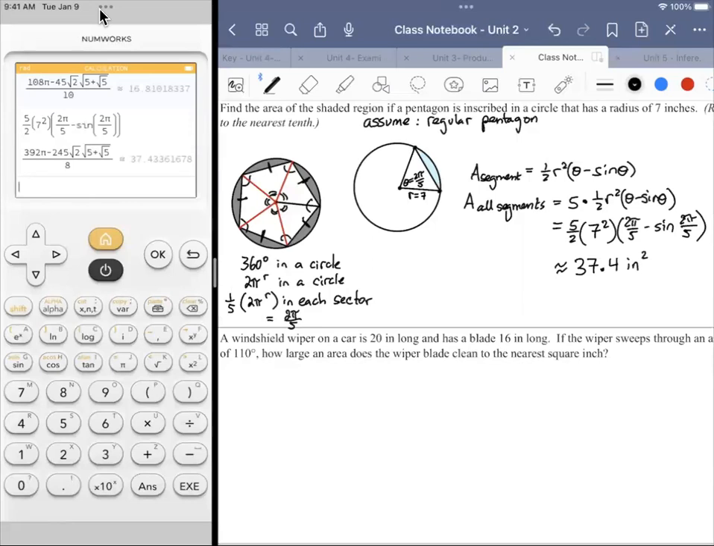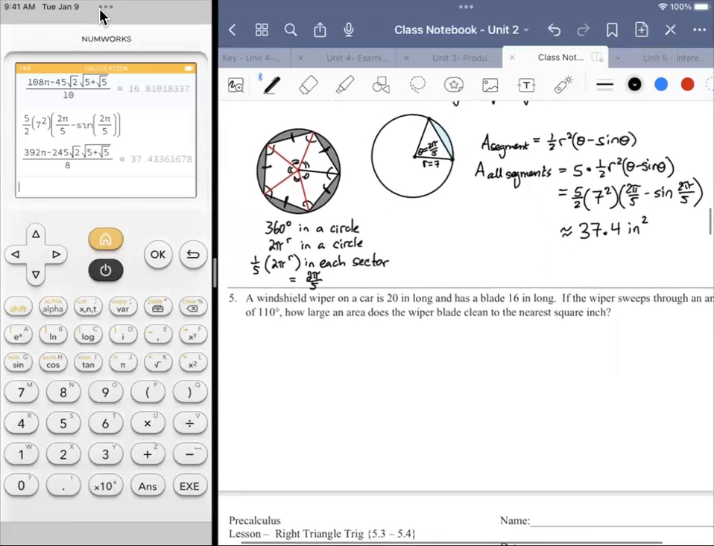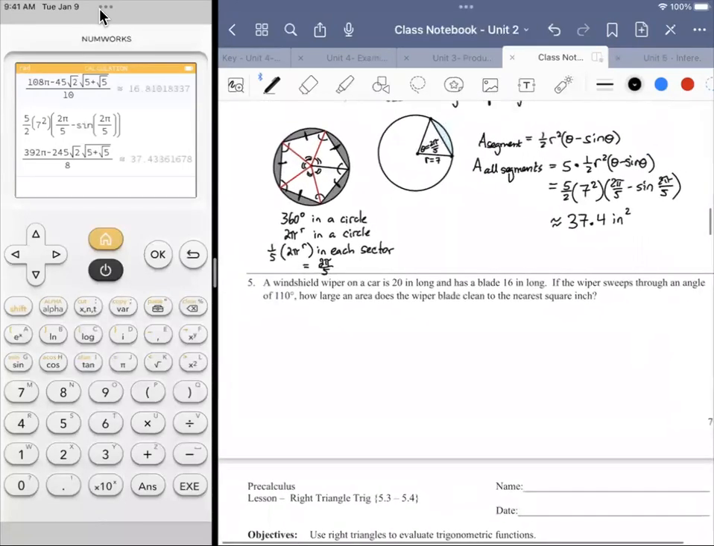The next one is a more practical question. So we're looking at a windshield wiper on a car. It's 20 inches long and sweeps through an angle of 110 degrees. How large an area does the wiper blade clean to the nearest square inch? You don't have to draw a diagram. I'm just doing it for fun.